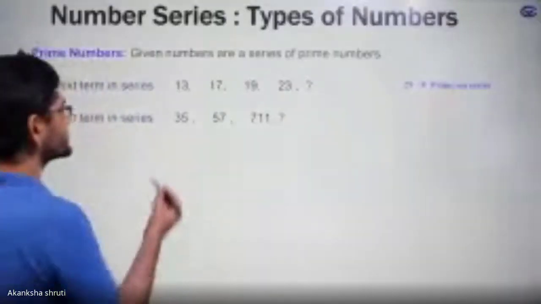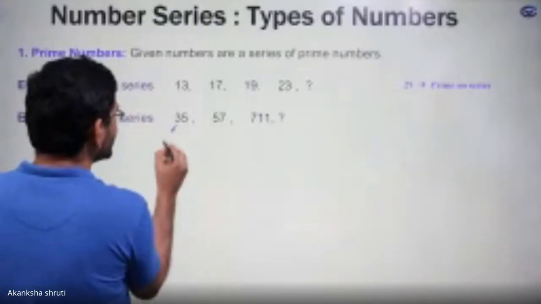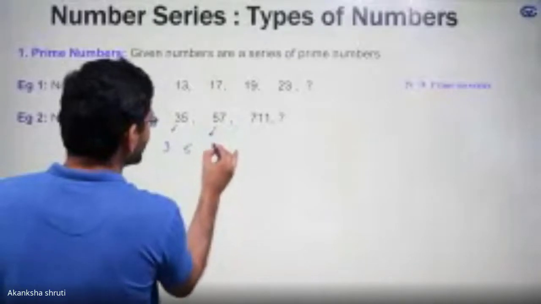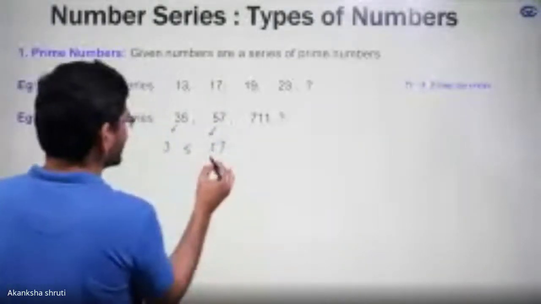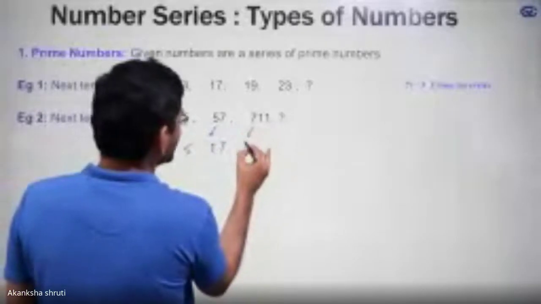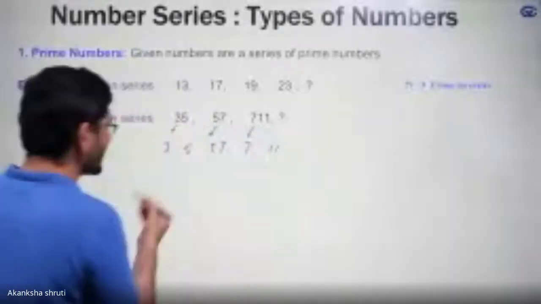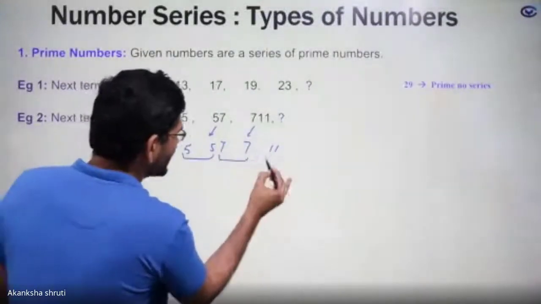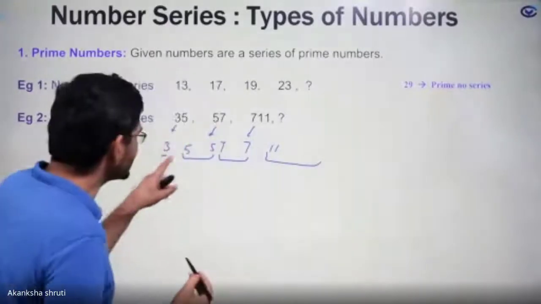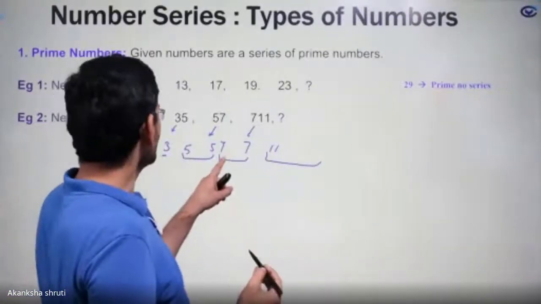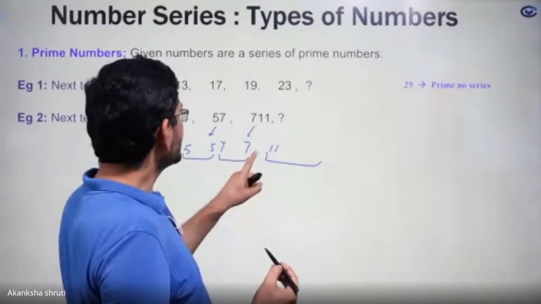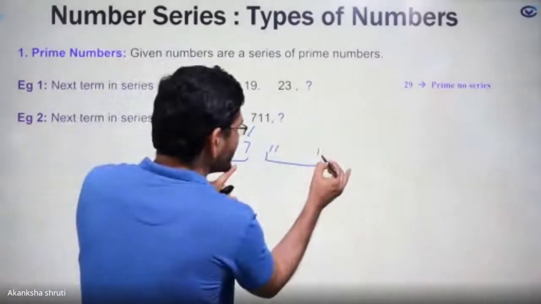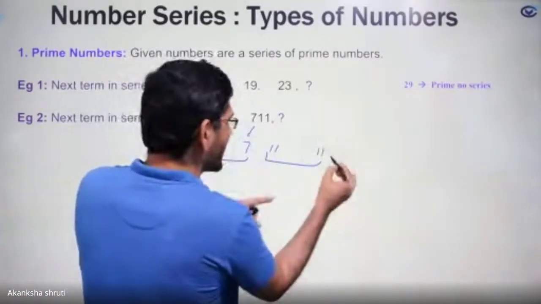Students, this 35 is like 3 and 5. The next 57 is like 5 and 7. The next is our 7 and 11. If we are observing, we are getting that it is 3 and it is 5, it is 7. So next will be, and all these 3, 5, 7, these are prime numbers, students. So next will be surely 11 with the next prime number, which is 13.